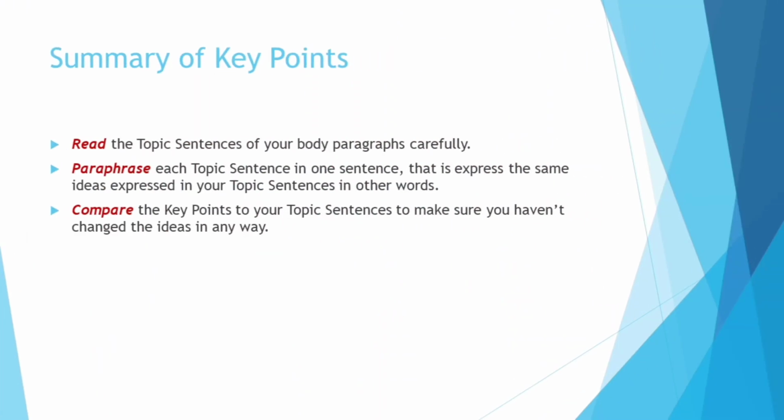Then you have the summary of your key points. This is the largest part of your conclusion. For this one, you read the topic sentences of your body paragraphs carefully. Remember, the topic sentences in the body paragraphs express the main idea discussed in those body paragraphs. So you read them and you paraphrase them in the same order. You paraphrase the first topic sentence and the second topic sentence after that, and so on and so forth. That is, you express the same ideas in other words. And again, like the restatement of thesis, compare these summaries to the topic sentences that you have in your body. Make sure you haven't changed anything in any way.